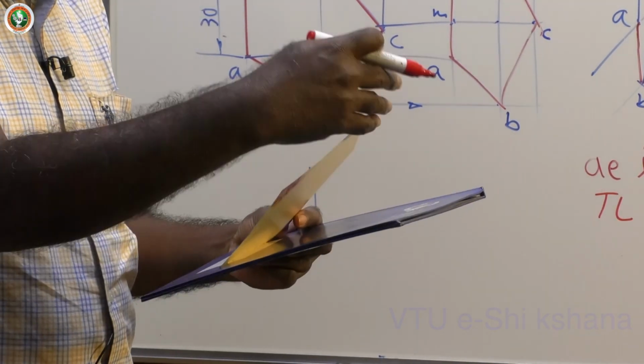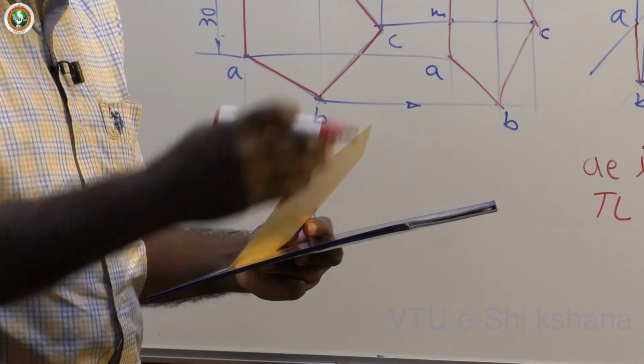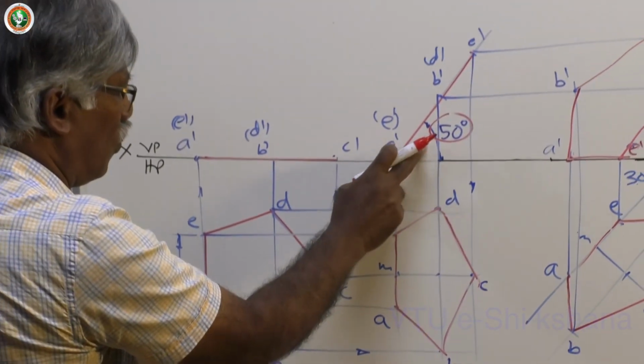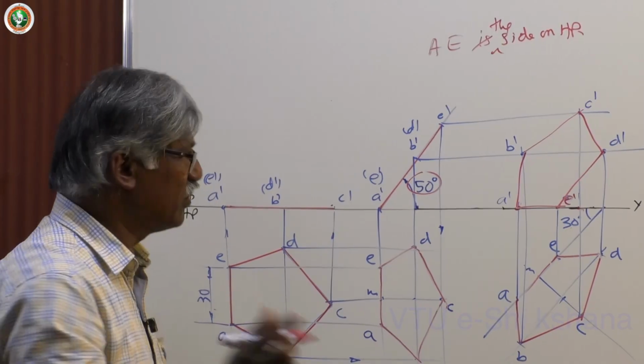The top corner is some distance above HP. Instead of giving inclination, he will give this. How to deal with that? Same solution. I will show you how to do this job. I will show you this sequence on the computer.